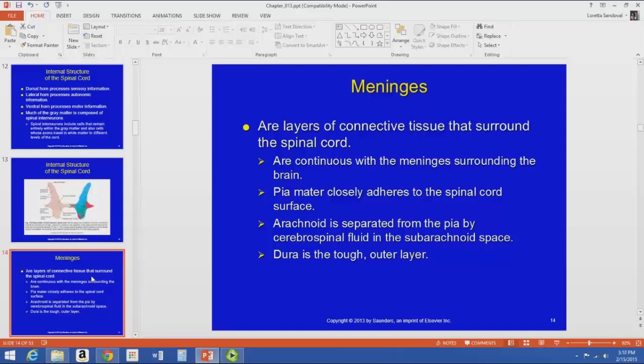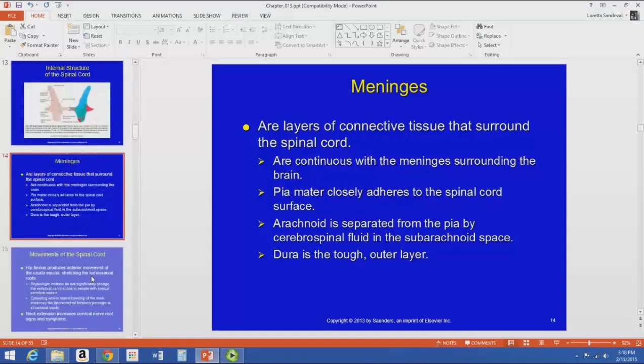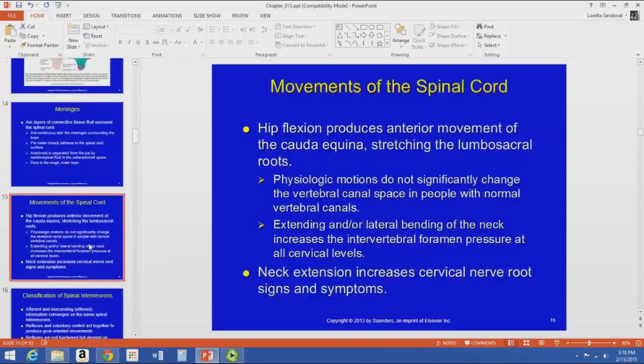The arachnoid is separated from the pia by cerebral spinal fluid in the subarachnoid space, and the dura is the tough outer layer. So you can think dura, durable, it's the tough shell, sort of. It's not really a shell, but you can think of it as the tough outer layer that's protecting the spinal cord. So important stuff.